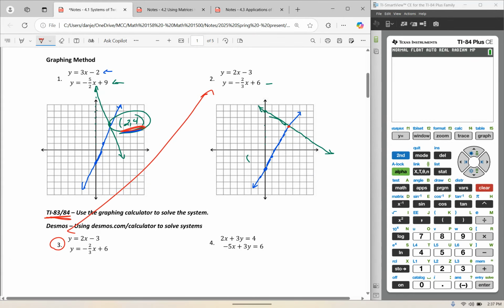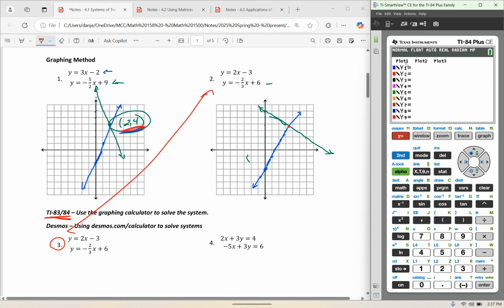To graph using the graphing calculator, I'm going to go to y equals. When I press the y equals button, you'll notice that we have y1, y2, y3. So I can put in, it's actually up to 10 different equations.